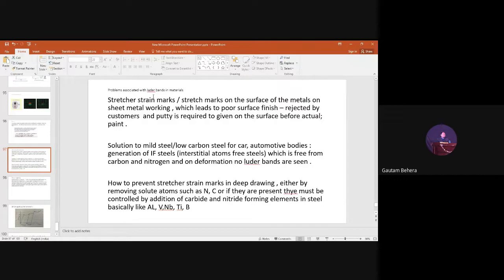And another problem is what, we have to apply a putty on the surface of the material before doing actual painting on the material, right? So this kind of problem will be there if Luders bands will be there.